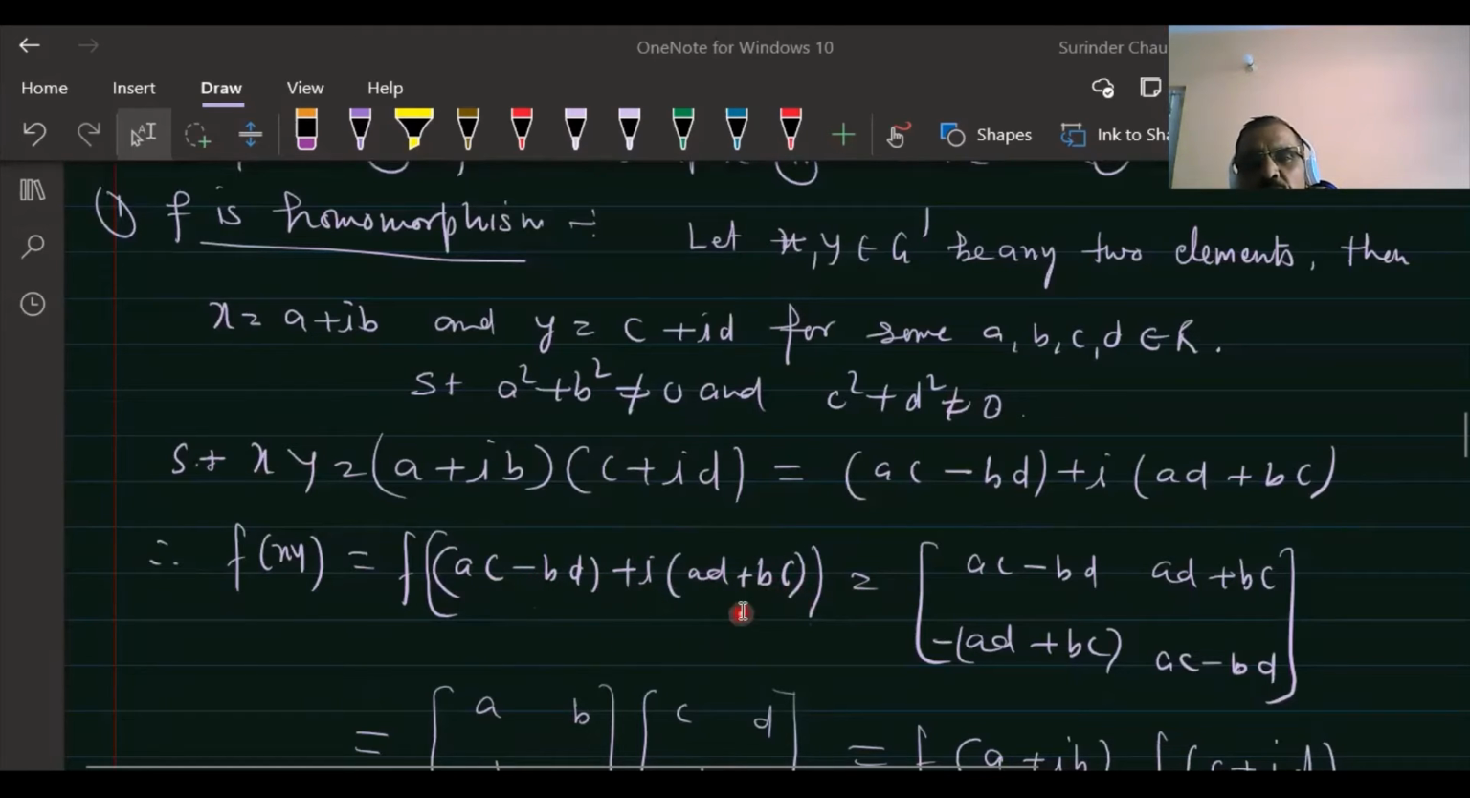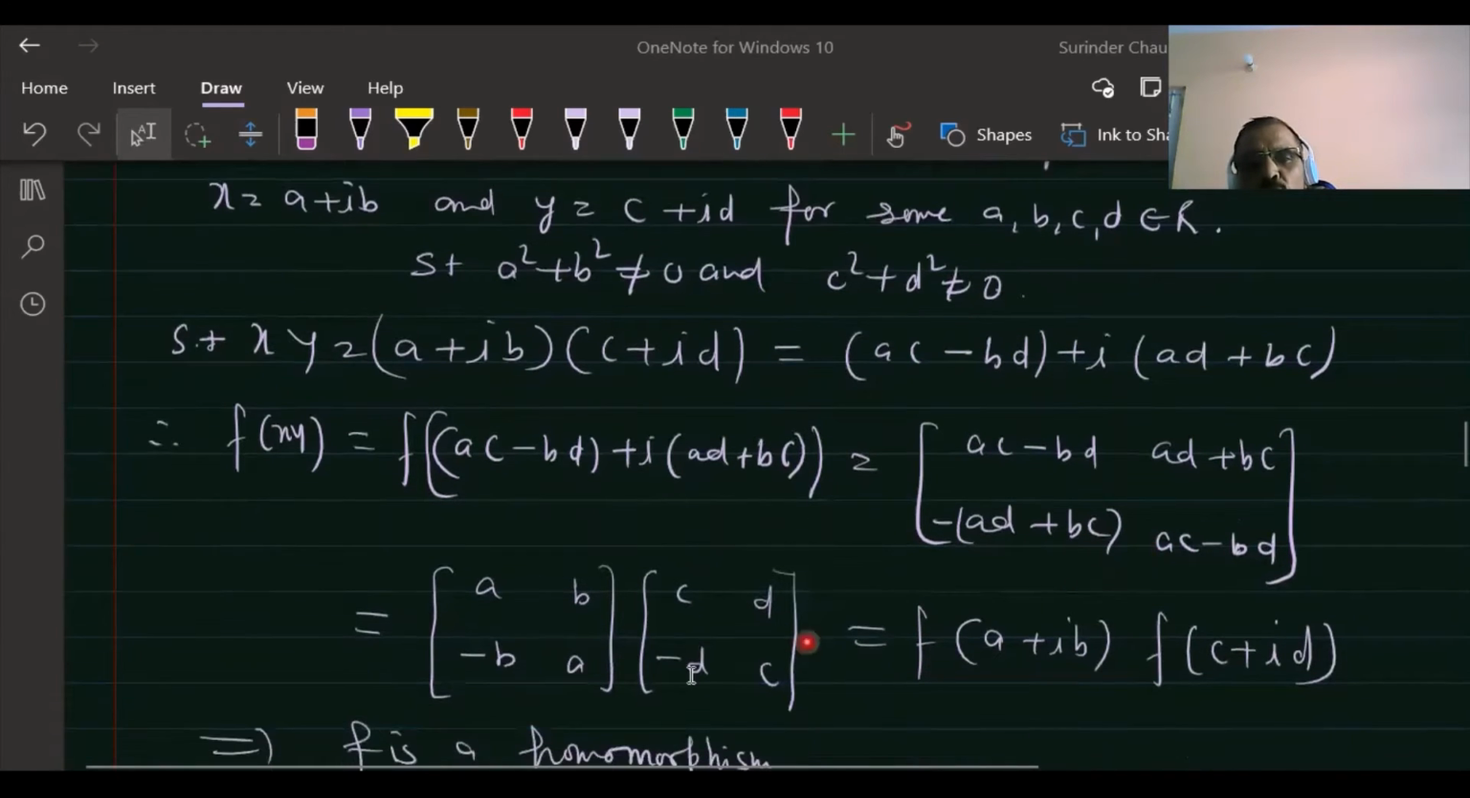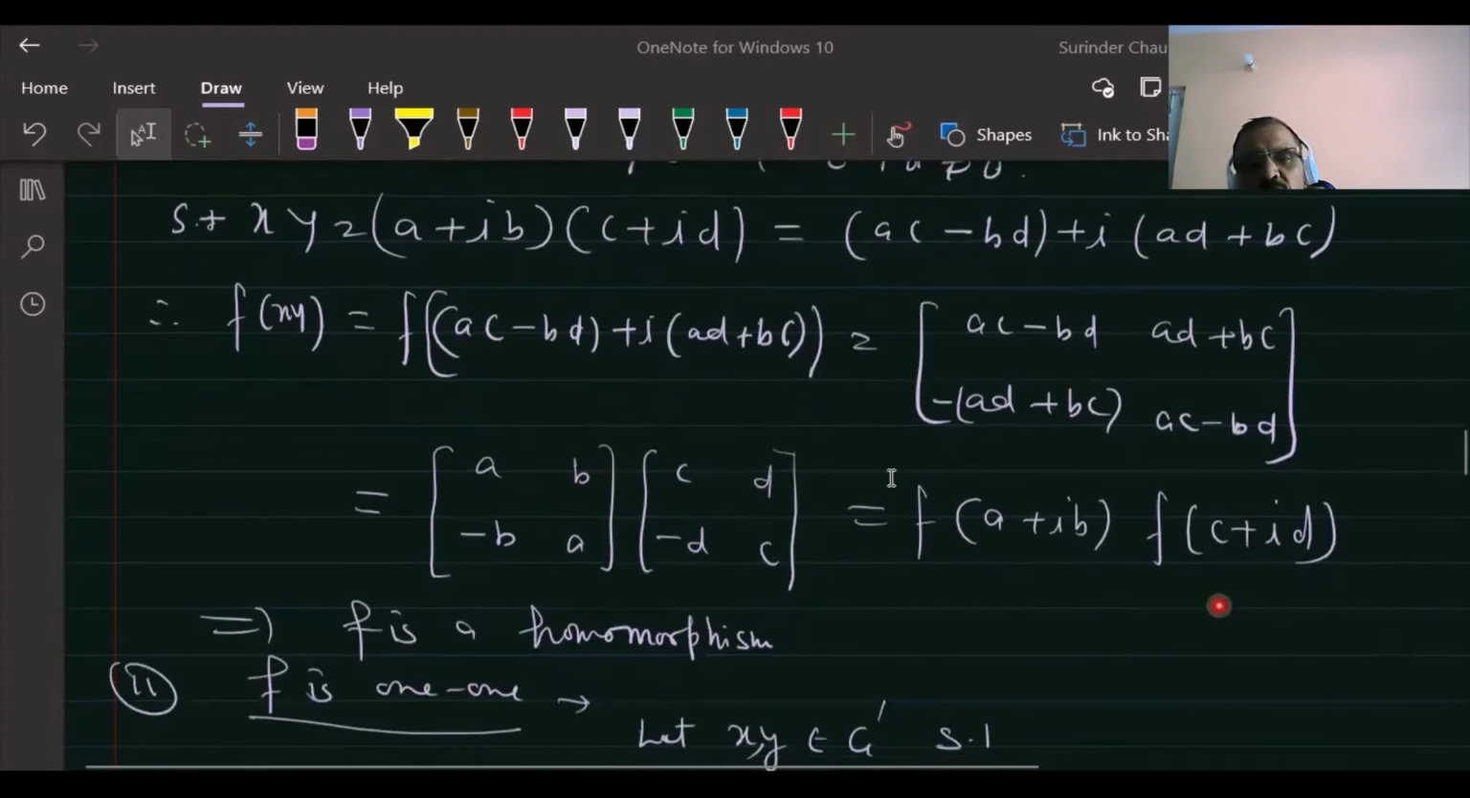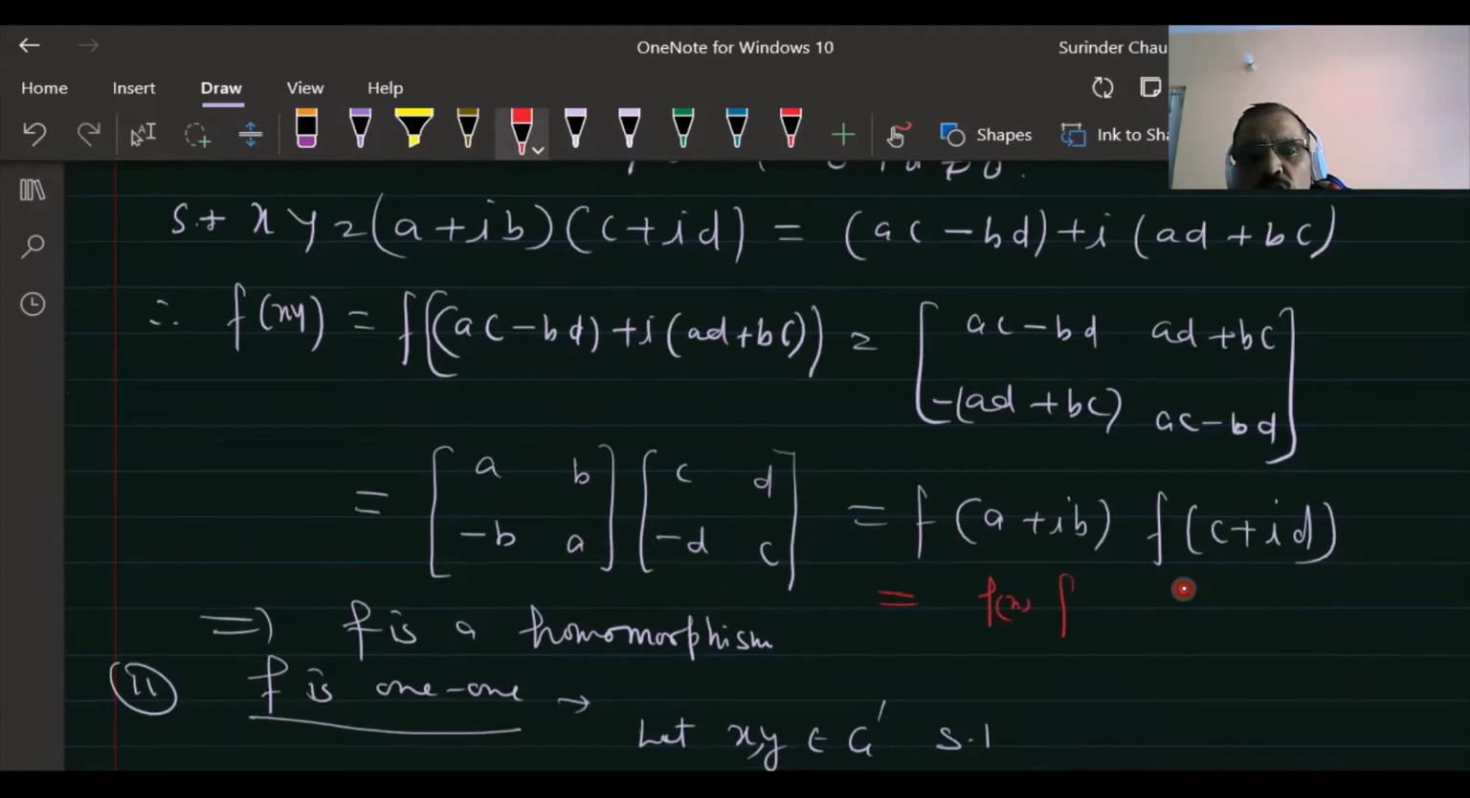This is written as the matrix (ac minus bd, ad plus bc; minus (ad plus bc), ac minus bd). This is the product of the matrices (a, b; minus b, a) and (c, d; minus d, c). This is equal to f of a plus iota b into f of c plus iota d. So f of xy is equal to f of x into f of y, which implies f is a homomorphism.